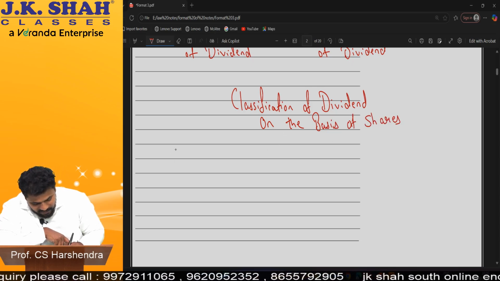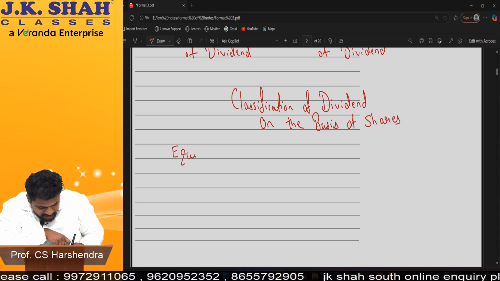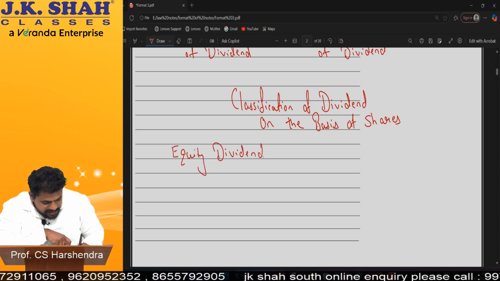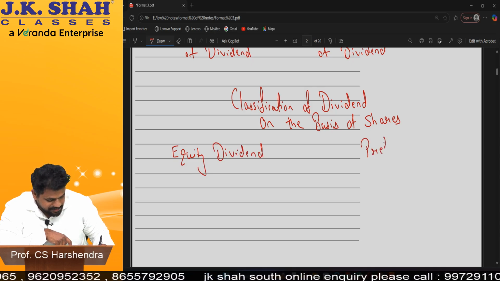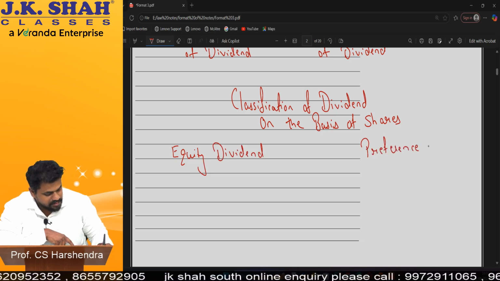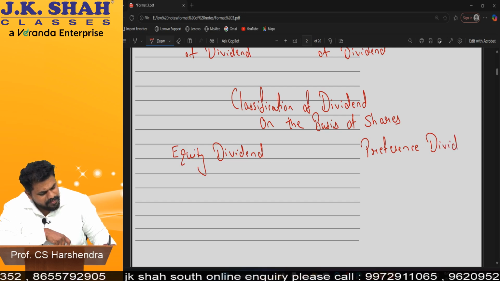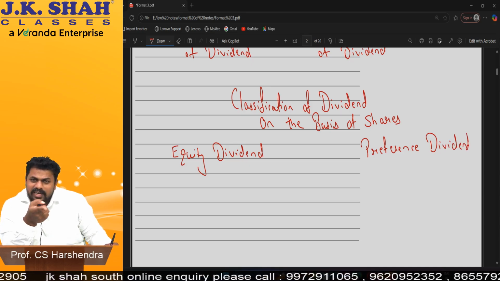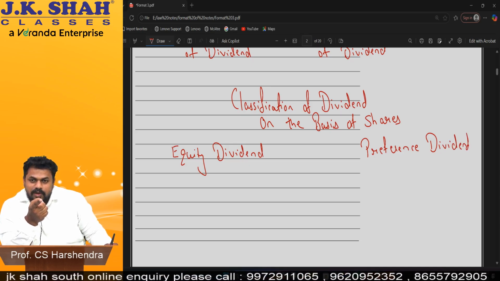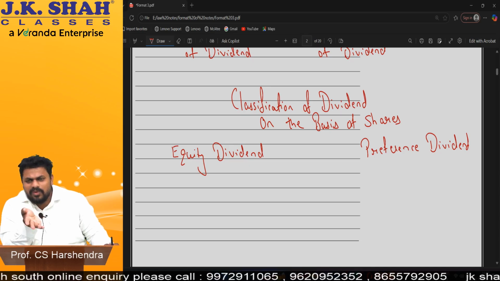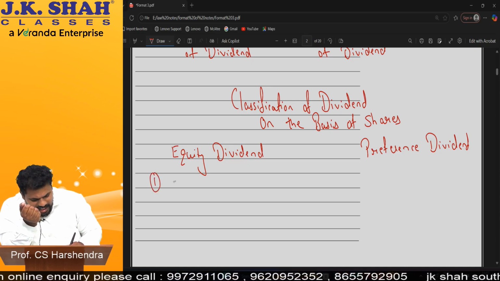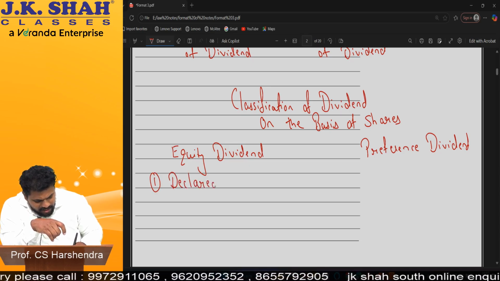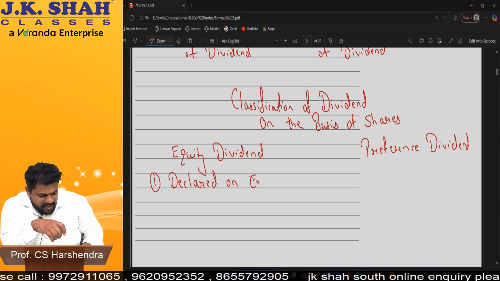See, first is equity dividend. And second is preference dividend. Sir, it's very simple. Equity dividend is given on preference shares, right? No, sir, it is given on equity shares. What are you talking? Very simple. The first point, equity dividend is declared on which shares? On equity shares.